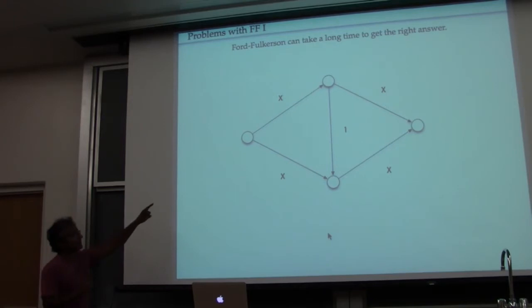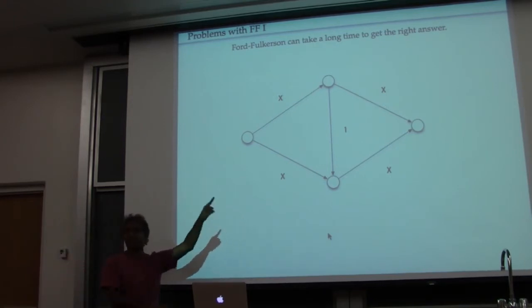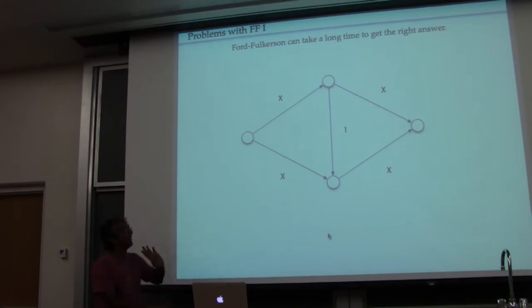Suppose it takes the path going up, then down, then across. How much flow can it contribute? 1. So you increase the flow by 1. Now it goes down, it goes back up because now there's a reverse edge, because I did a residual graph, and comes back down again. Now I have 2. Now it goes up, comes down, and goes across. I have 3. Goes down, goes up, and comes across. I have 4. How many iterations will it take to get to the optimal solution?